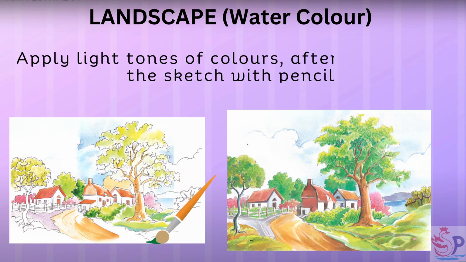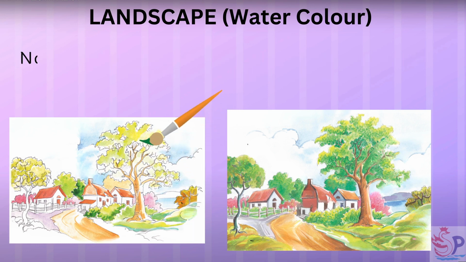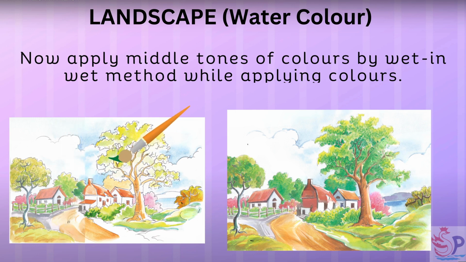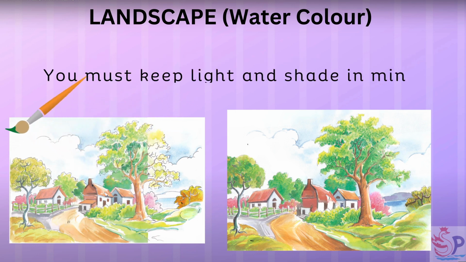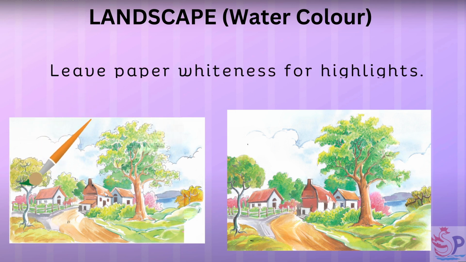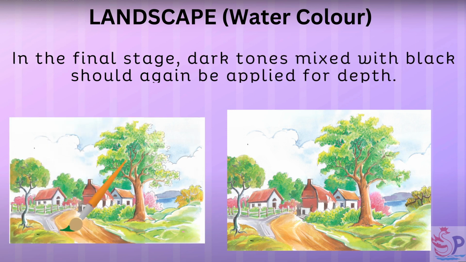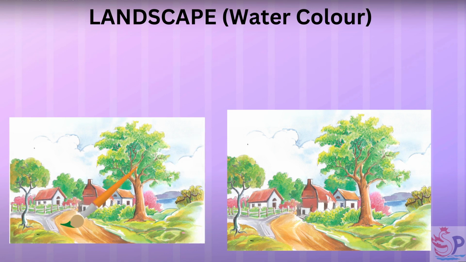Apply light tones of colors after completing the sketch with pencil. Now apply middle tones of colors by the wet-in-wet method while applying colors. You must keep light and shade in mind. Leave paper whiteness for highlights. In the final stage, dark tones mixed with black should again be applied for depth. Color the landscape with watercolors.